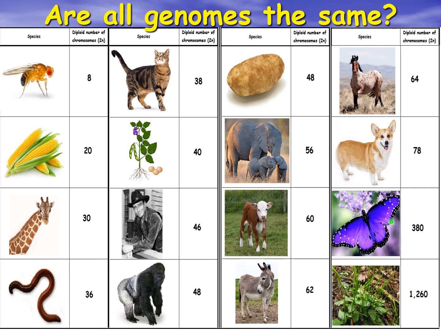And then this pretty little butterfly has 380 chromosomes. And then this plant actually has 1,260 chromosomes. So the number of chromosomes varies among the different species, as well as the number of genes and the number of base pairs.